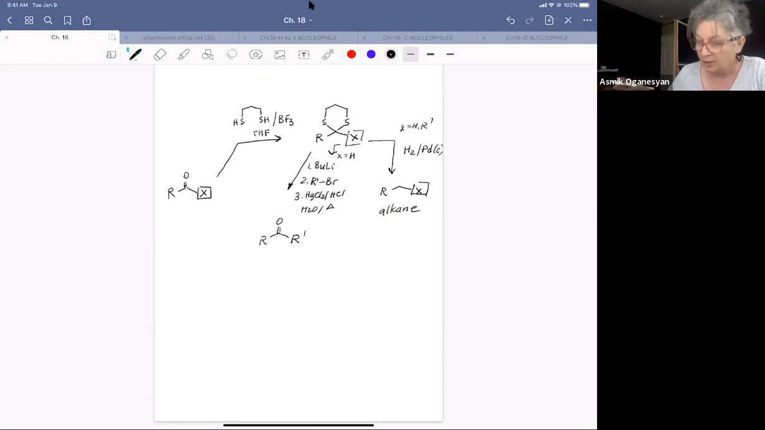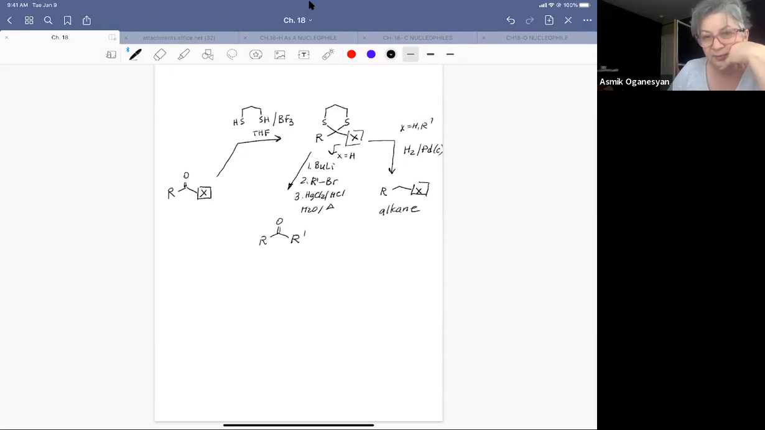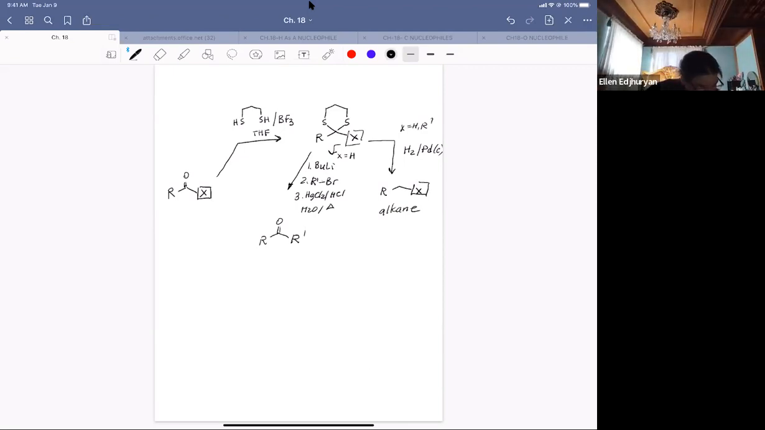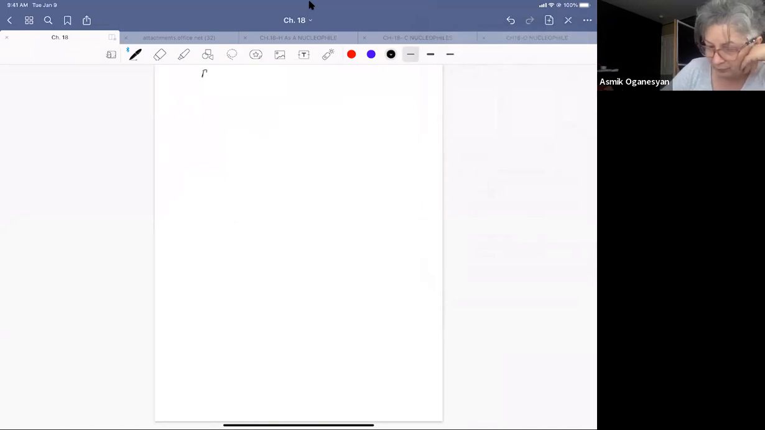So. Mrs. O. Yes. I just want to double check the sulfur as a nucleophile falls under the cationic reactions, correct? Yes. Okay, yes. Thank you. Okay, so let's move on.